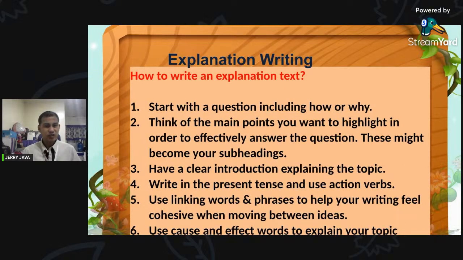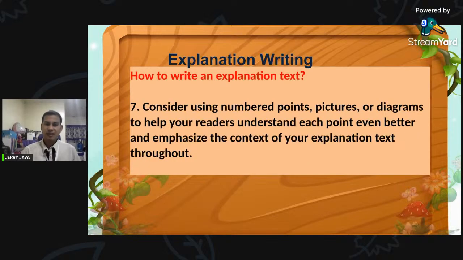Now, how do you write an explanation text? One, start with a question including how or why. Two, think of the main points you want to highlight in order to effectively answer the question. These might become your subheadings or subtopics. Three, have a clear introduction explaining the topic. Four, write in the present tense and use action verbs. Five, use linking words and phrases to help your writing feel cohesive when moving between ideas. Six, use cause and effect words to explain your topic. Seven, consider using numbered points, pictures, or diagrams to help your readers understand each point even better and emphasize the context of your explanation text throughout.